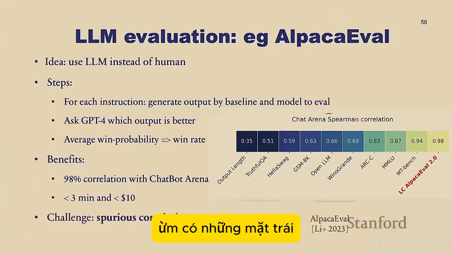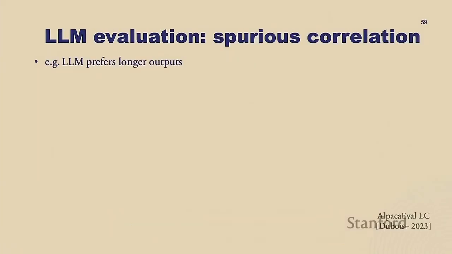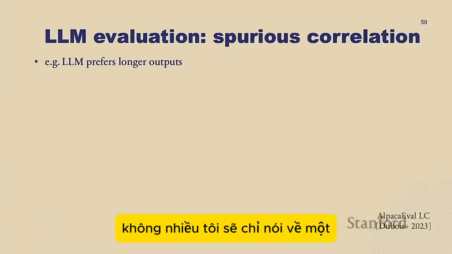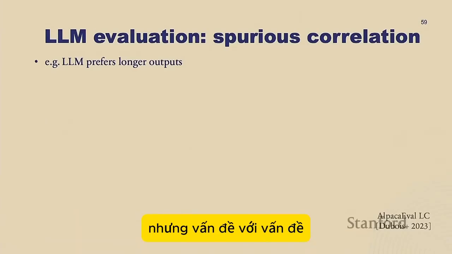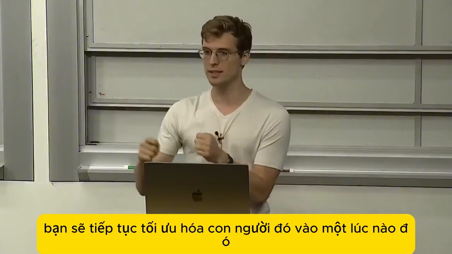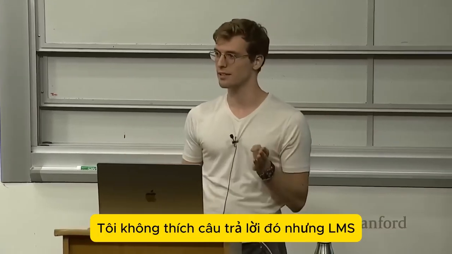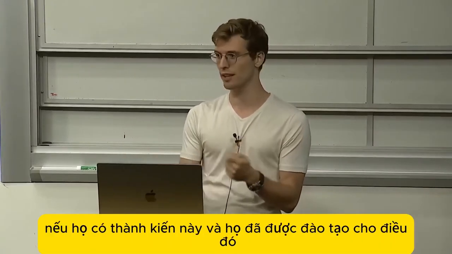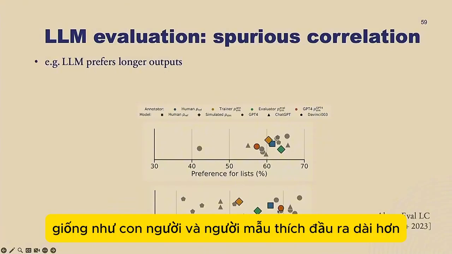There are downsides though. One of them is spurious correlations. As we already saw before, LLMs prefer, this is one spurious correlation, not many, I'll just talk about one, LLMs prefer longer outputs. Actually, humans also prefer longer outputs, but the issue once you use LLMs is that once there's a bias, you will continue optimizing that. Humans, at some point, I can guarantee you, if I ask a simple question and you give me 5 pages of answers, I'll be like, no, I don't like that answer. But LLMs, if they have this bias and were trained for that, will continue preferring longer outputs. So here we see the preference, showing that humans and models prefer longer outputs.